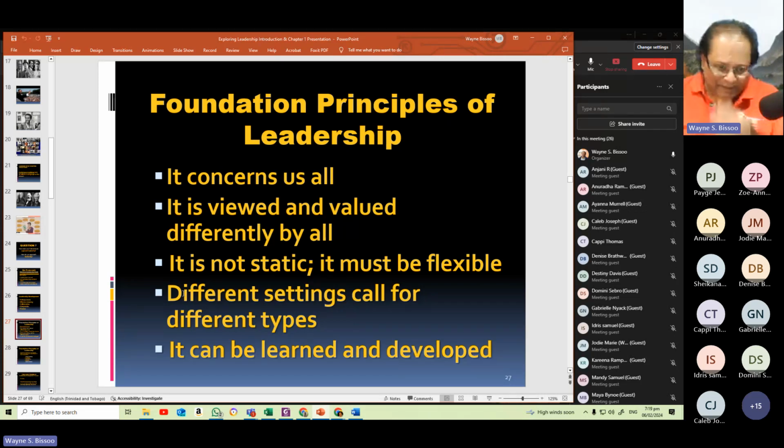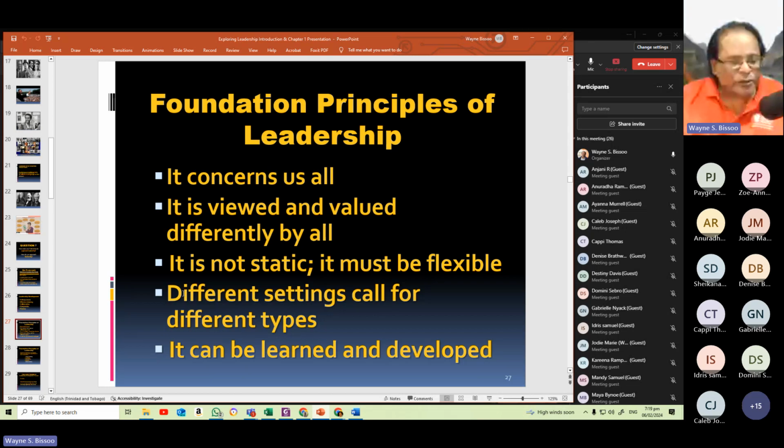Right. Another element is that leadership needs to be flexible and not static. This is like life. You can't think about things one way all the time. You have to be able to adjust to the circumstances and situation around you, and of course different types of settings call for different types of leadership, and we are going to be looking at the various styles.